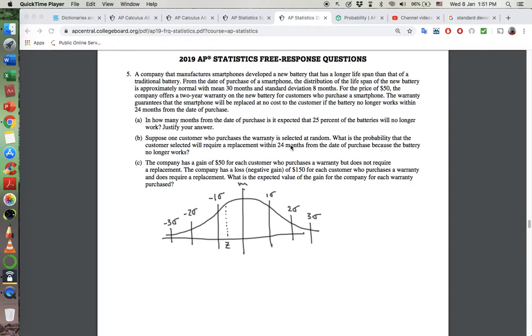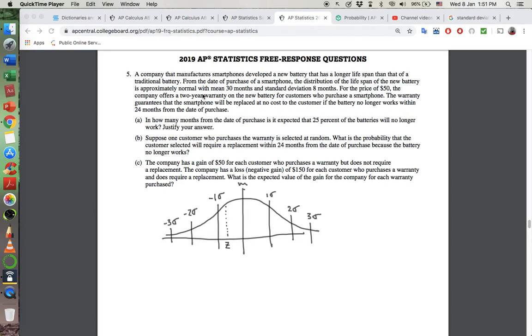In this video, we're going to look at number 5 from the 2019 AP Statistics test. It says a company manufactures smartphones. They developed a battery that has a longer lifespan. From the data purchased, the distribution is approximately normally distributed for the lifespan with a mean of 30 months, that's important, and a standard deviation of 8 months, that is also important.